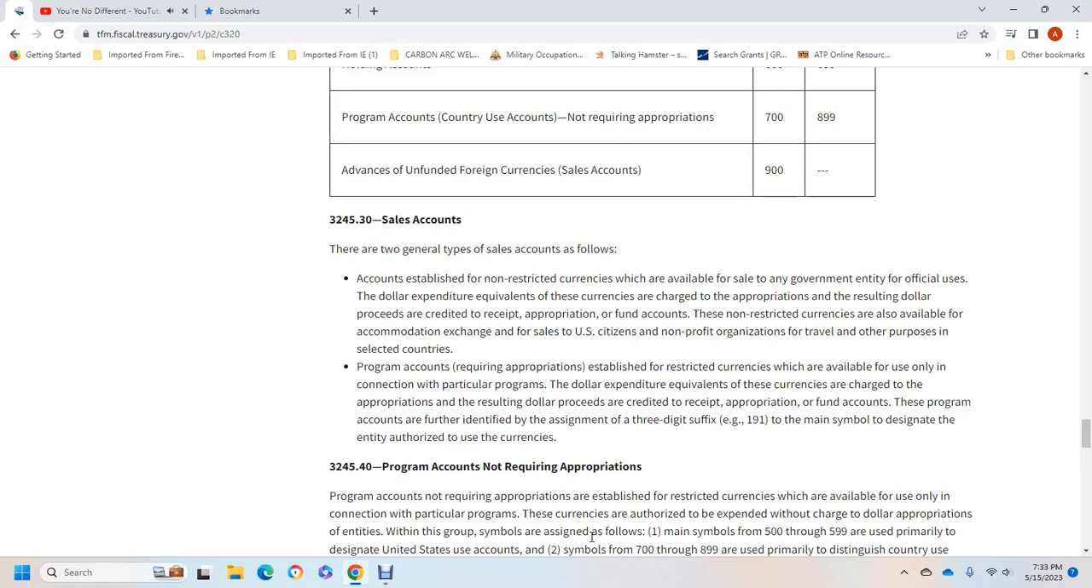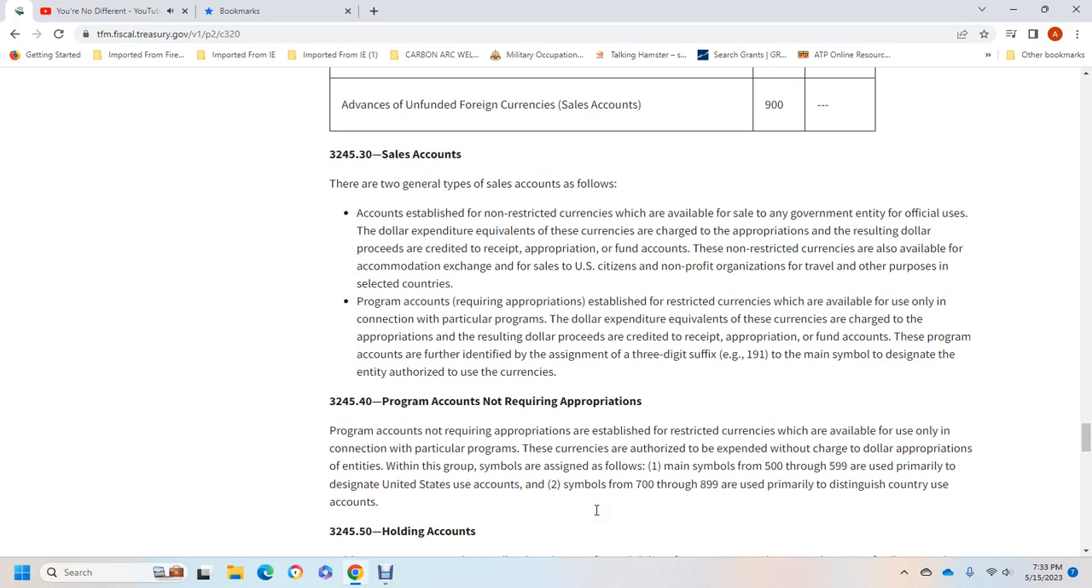324540 Program accounts not requiring appropriations. Program accounts not requiring appropriations are established for the restricted currency available to use only in the particular program. These currencies are authorized to expend within the change of the dollar appropriation within the group. The symbol is assigned the files. Main symbols 500 to 509 are used primarily to designate U.S. and United States use accounts, and symbols 700 to 899 primarily distinguish the country used in accounts.